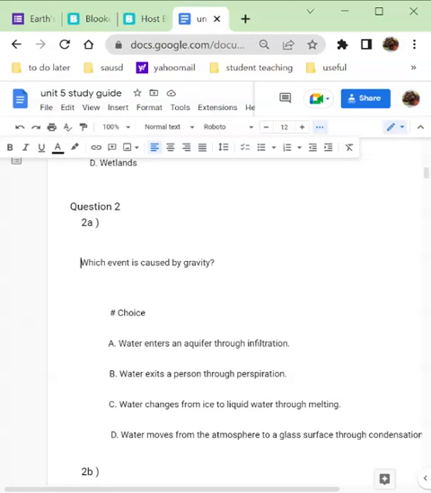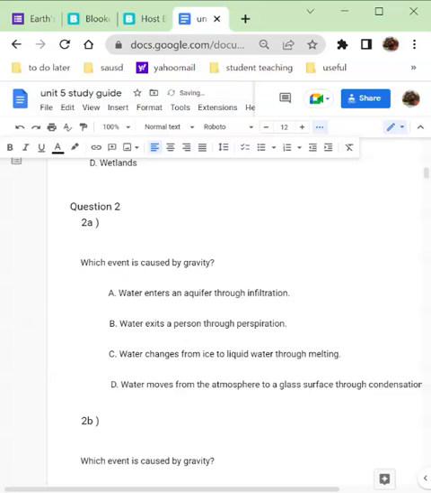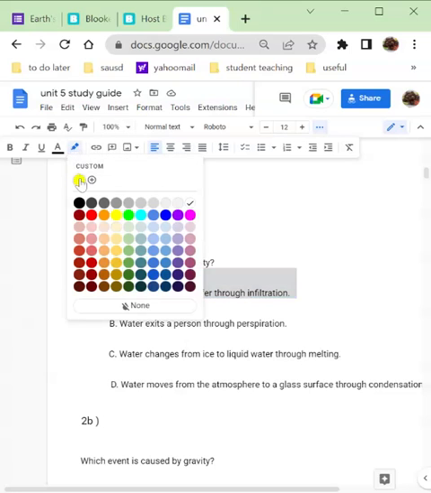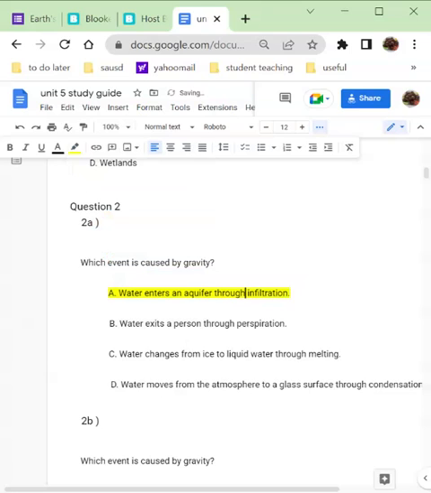Okay, so which event is caused by gravity? So it would be this one. Let me find a picture of the aquifer.